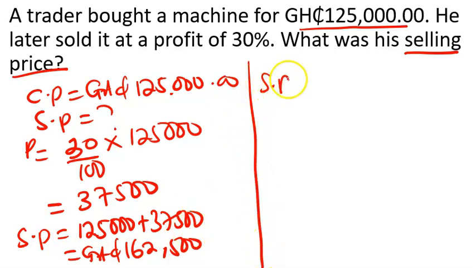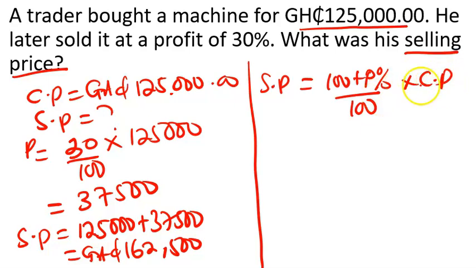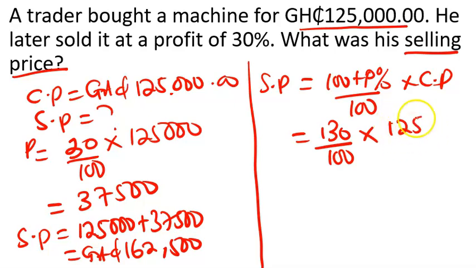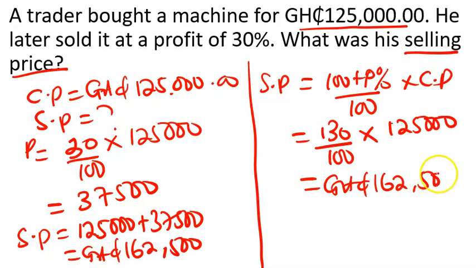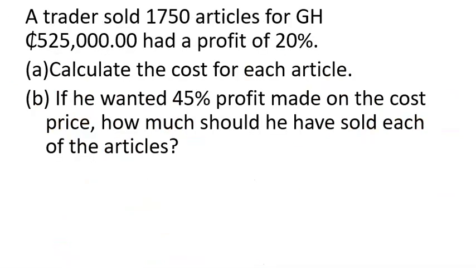So the formula, if you are finding the selling price, that's 100 plus profit percent over 100 times cost price. So this is going to be 100 plus 30 over 100 times the cost price, which is 125,000. When we simplify, we are getting 162,500. I think the formula is easier to use. Anyway, the choice is yours. So whichever way you do it, you still get the same answer. Let's look at the next question.